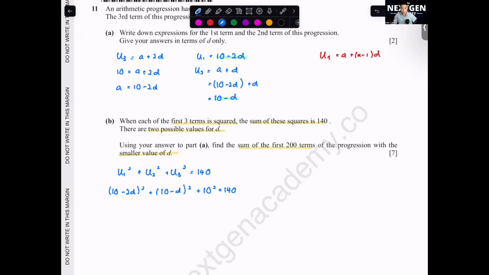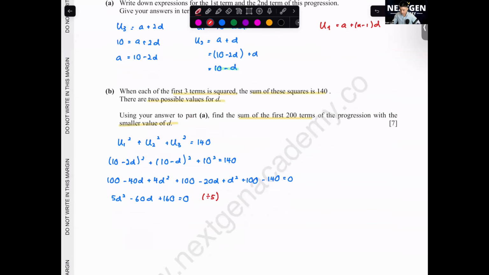We open out the bracket. This will be 100 minus 40d plus 4d square, plus 100 minus 20d plus d square, plus 100. Okay, bring the 140 to the left-hand side and gather all the like terms. 4d square plus d square will become 5d square, minus 60d, 100 plus 100 plus 100, minus 140, we'll get plus 160 equals 0.